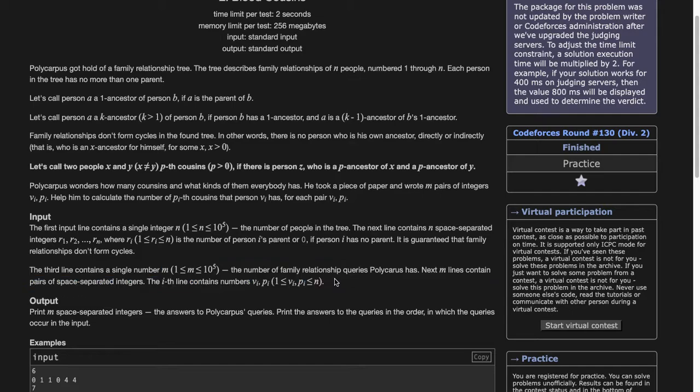In each query we've been given two integers v and p, and we need to find the number of nodes that are pth cousins of the node v for each query.